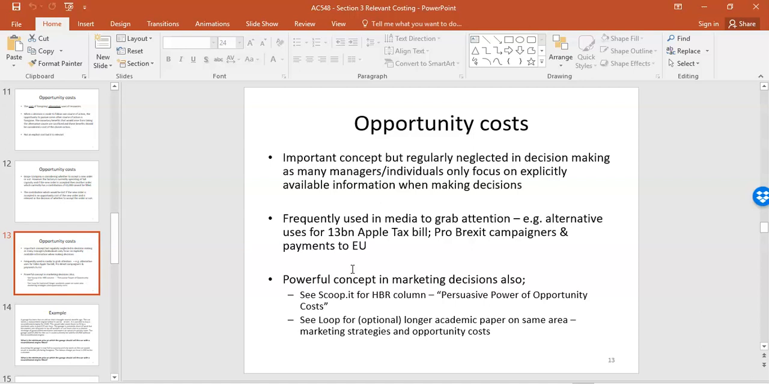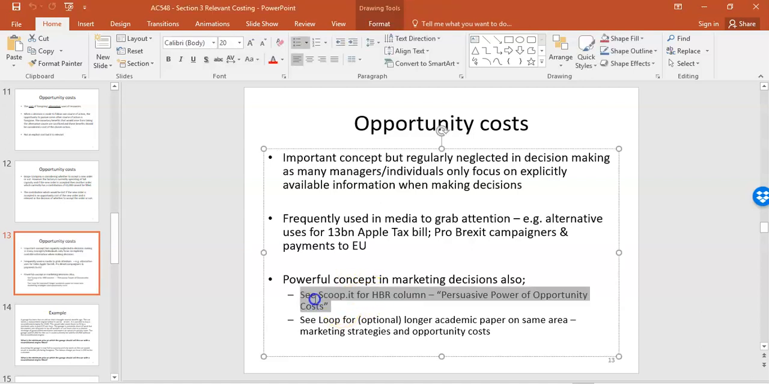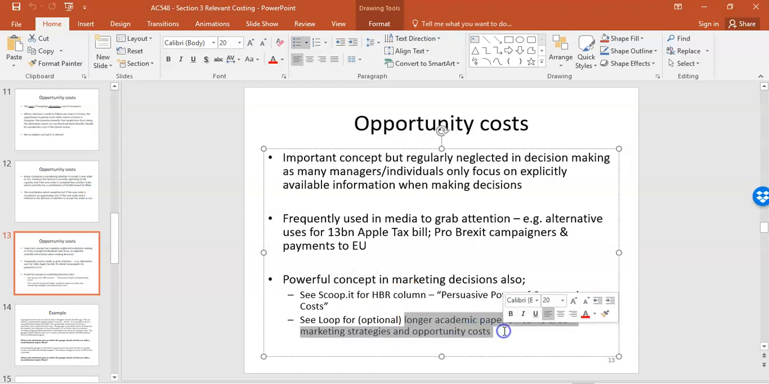What am I giving up by doing this particular activity or purchase? So I've given you one on Scoop It, and a Harvard Business Review article, The Persuasive Power of Opportunity Cost. That's from a marketing perspective. And there's also a longer academic paper on the same area. Now, again, it's not vital reading. We're just trying to show you, look, accounting is one piece of the jigsaw. Remember those? That's a single window, but it can be used in other perspectives.